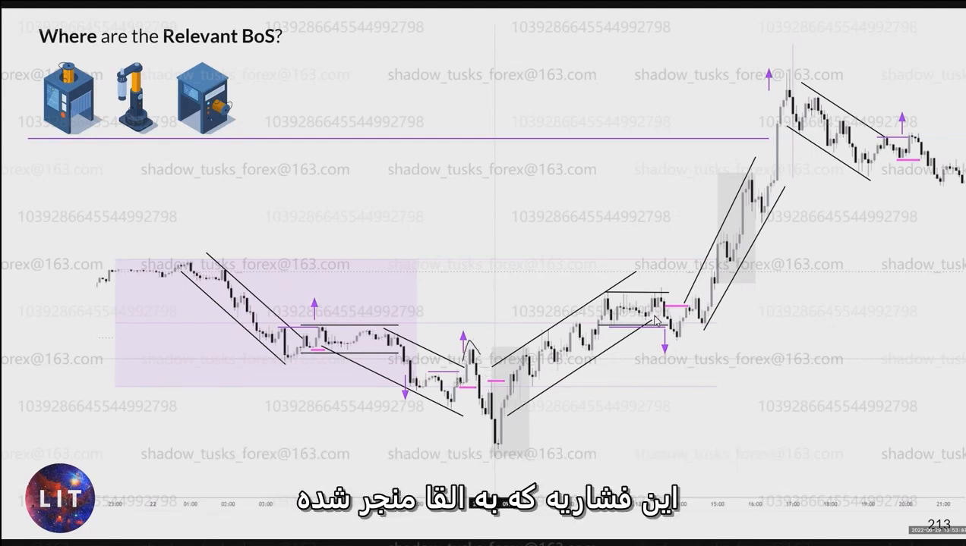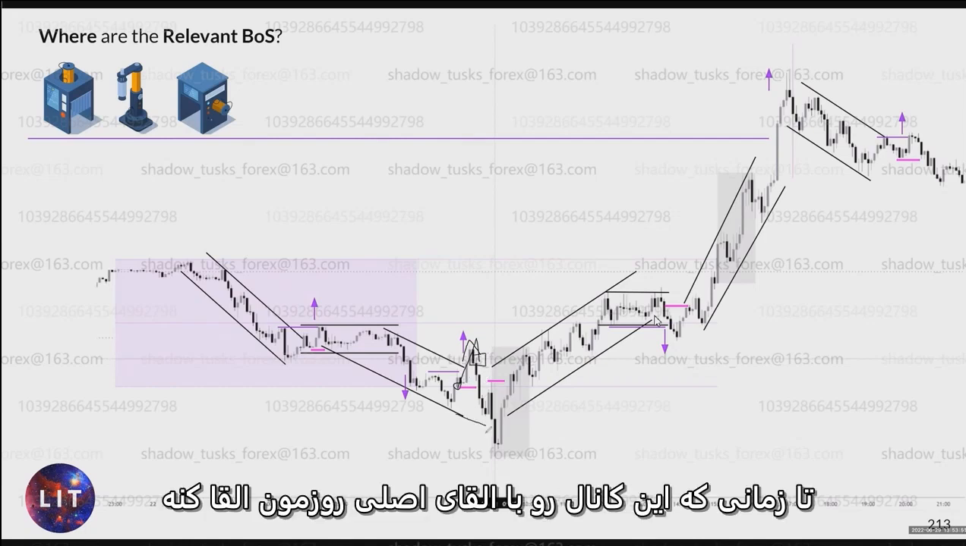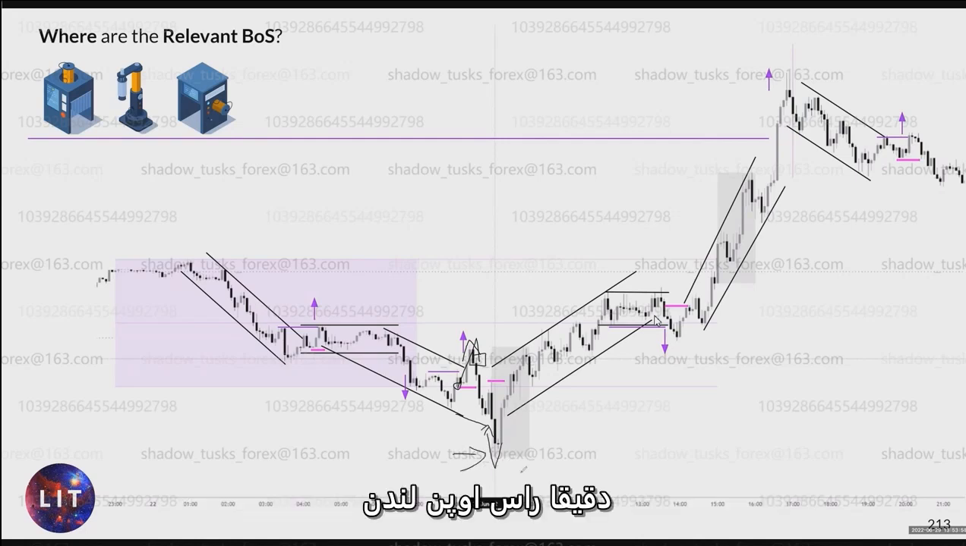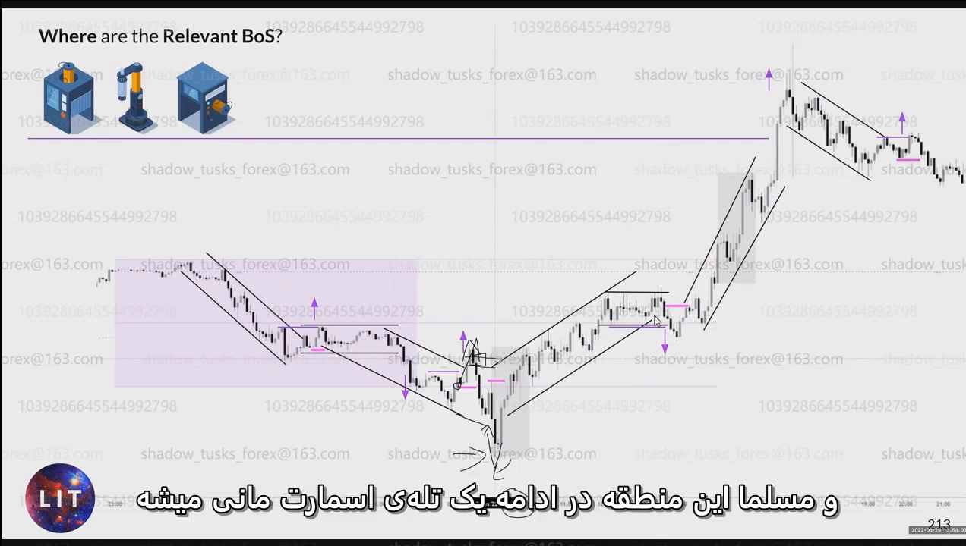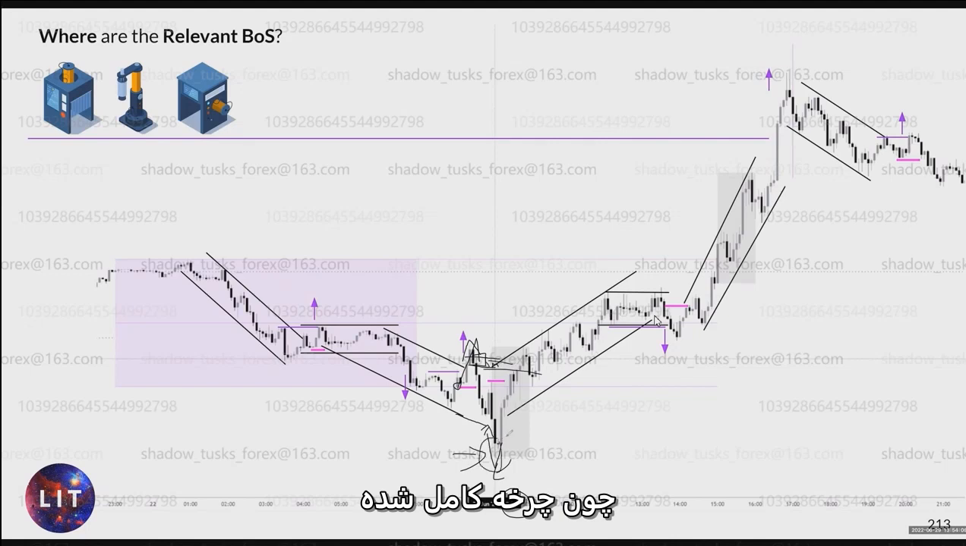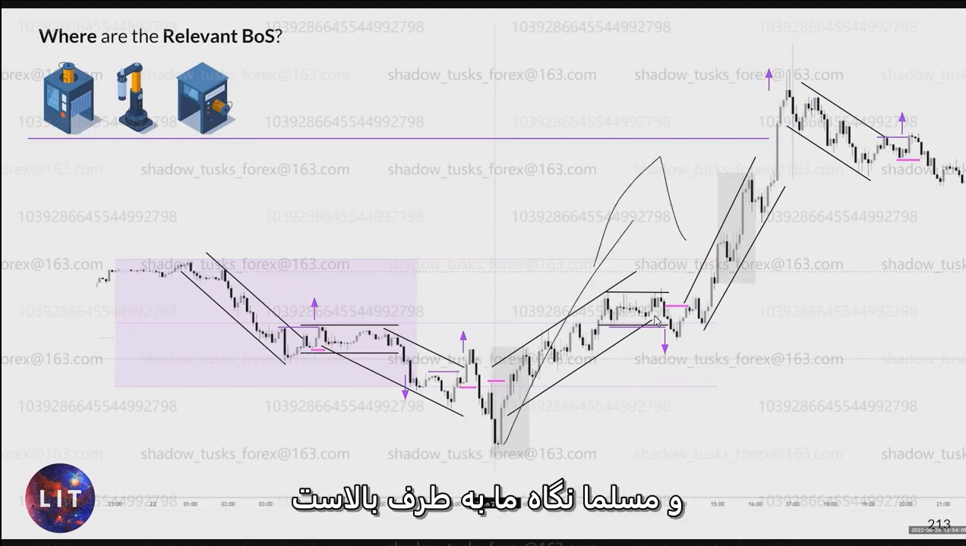This inducement, this is the push that led to the inducement, but then it becomes valid until here. Until when? Until it induces this channel with our main inducement for the day at London Open, to the absolute minute, 5 minutes off. And of course, this zone becomes a smart money trap later on, because the main cycle is completed for the day, and we're of course looking for upsides.